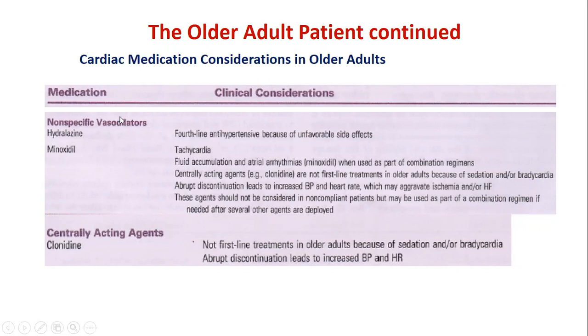So vasodilators particularly relax the smooth muscle in the blood vessel. The other vasodilators we commonly use are hydralazine, nitroprusside, nitroglycerin, isosorbide mononitrate, and isosorbide dinitrate. When we give these medications, it is important to educate your patient about the common side effects because they can cause palpitation, tachycardia, hypotension, and also syncope.